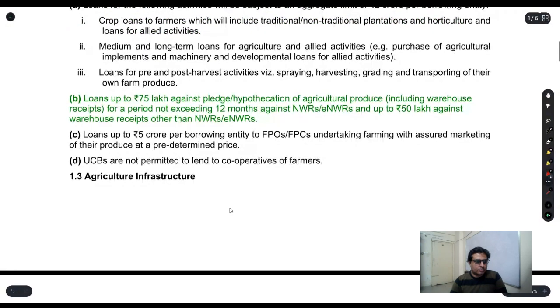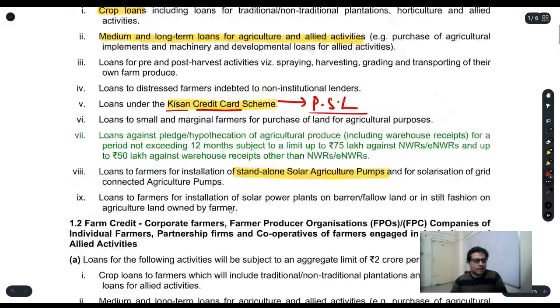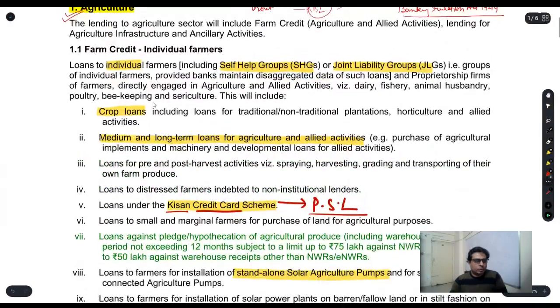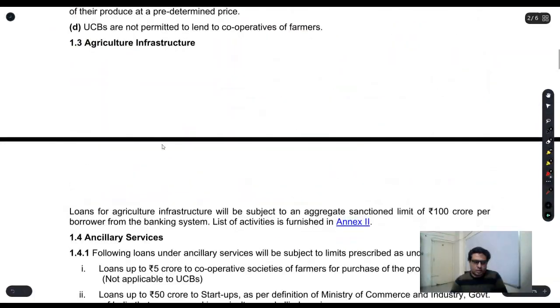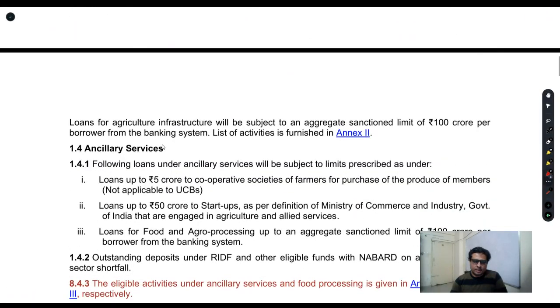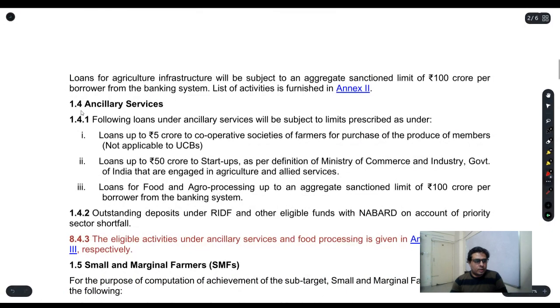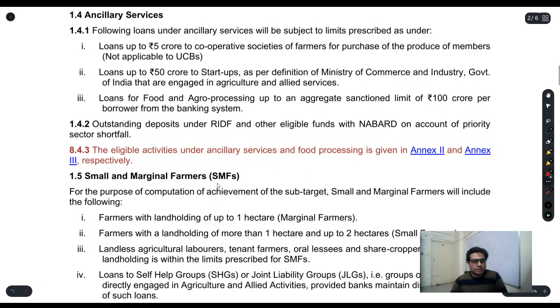Okay, some disruption was there. So I came back to this PDF. All agriculture related financing comes under the category of priority sector lending. Including the ancillary sector, they also come under priority sector lending. Small and marginal farmers also come under this category.